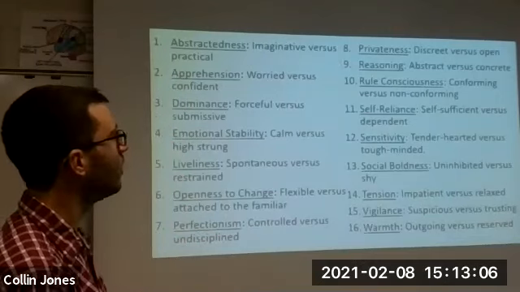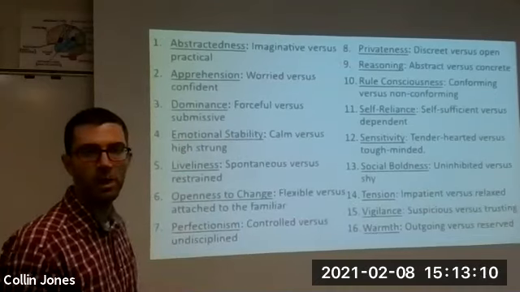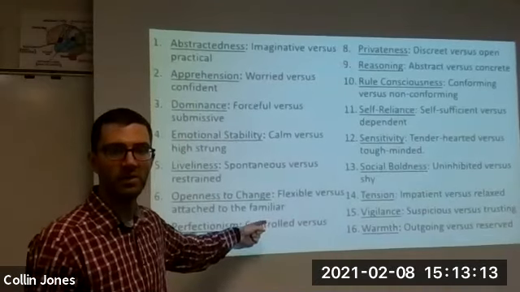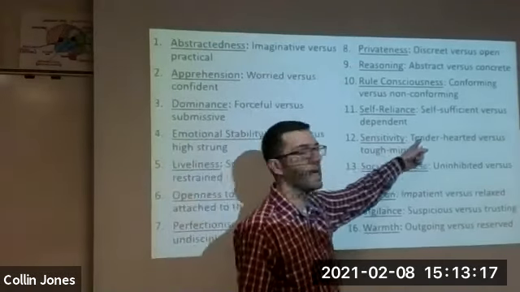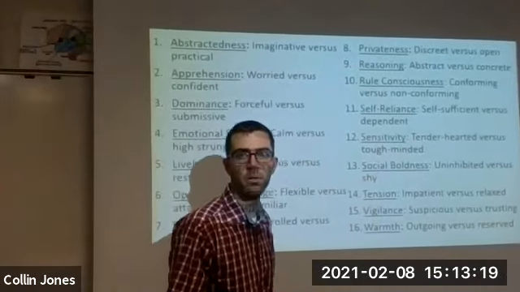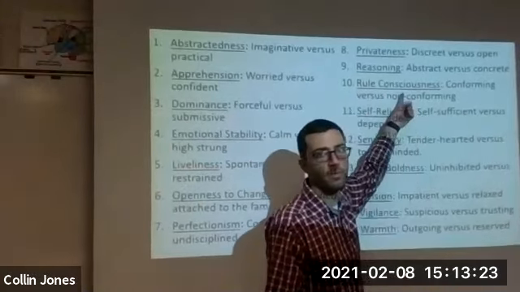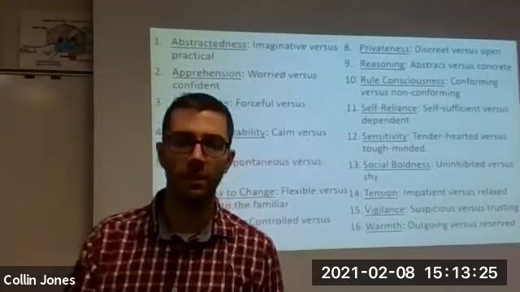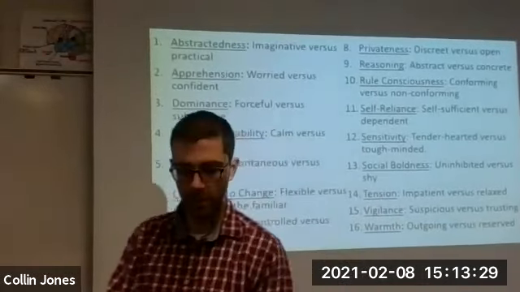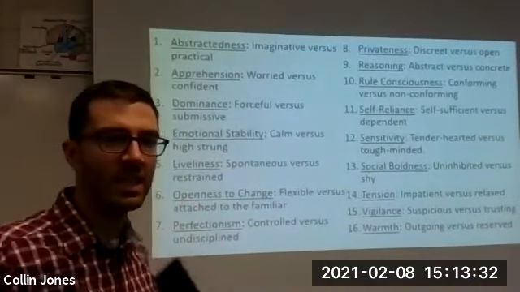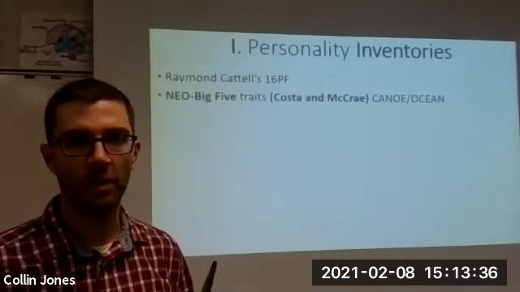So we can rate you in each trait. So perfectionism, are you more controlled, a perfectionist, or are you undisciplined? Sensitivity, are you tender or tough, right? How do you feel about rules? Do you like to follow them, or do you prefer non-conformity? Warmth, are you outgoing, or are you more reserved? Cattell said these are the 16 categories, and that we can measure how people do in these 16, all right?